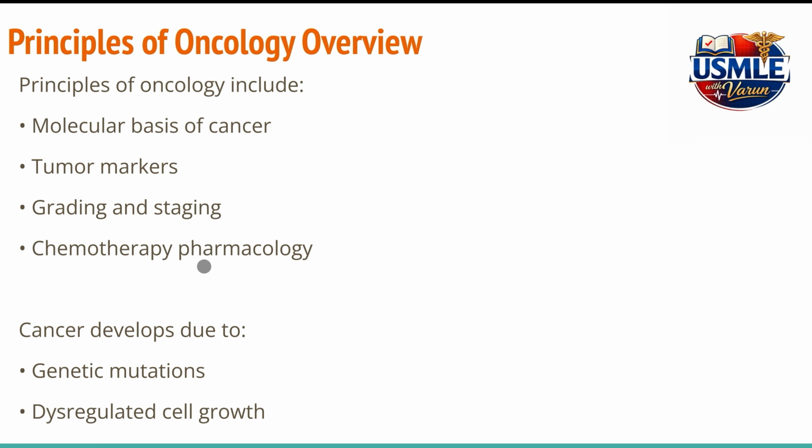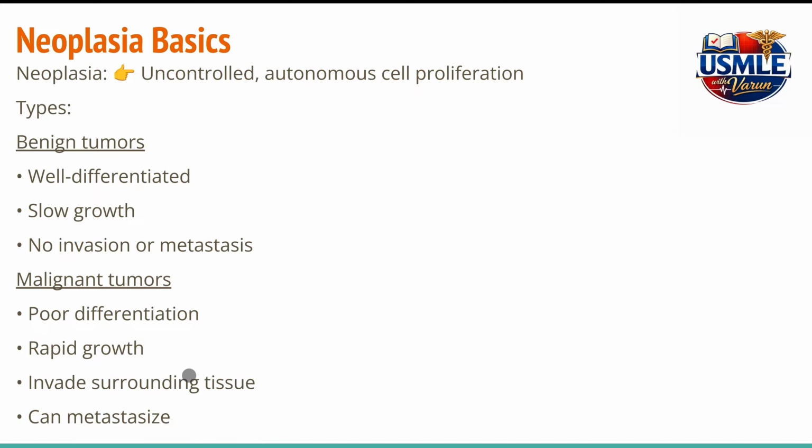At the core, cancer is a disease of genetic mutations. These mutations disrupt normal cell growth and lead to uncontrolled proliferation. Neoplasia means new uncontrolled cell growth. Normally, cell division is tightly regulated. But in neoplasia, the cells start growing independently without control.